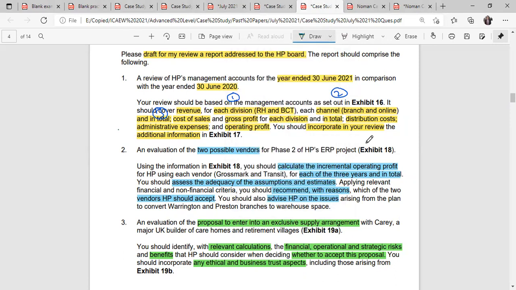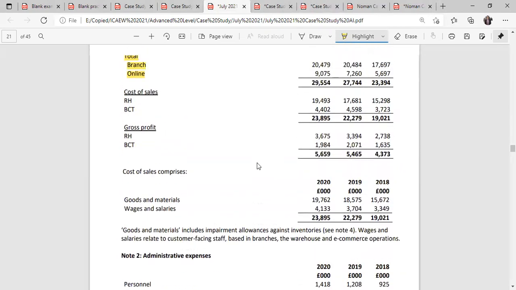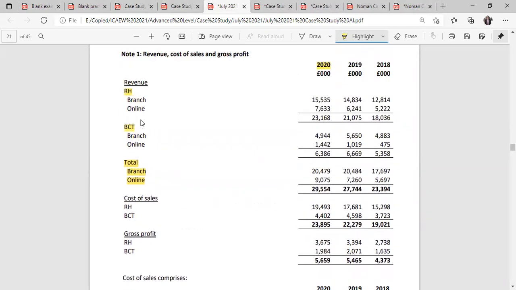Cost of sale and gross profit for each division and in total. So we need to go for cost of sale, that could be 0.4, and gross profit for each division. Gross profit is for division and not for channel. We can see this point in our advanced information. We have cost of sale for RH and BCT, and gross profit for RH and BCT. We don't have cost of sale and gross profit for branch and online.